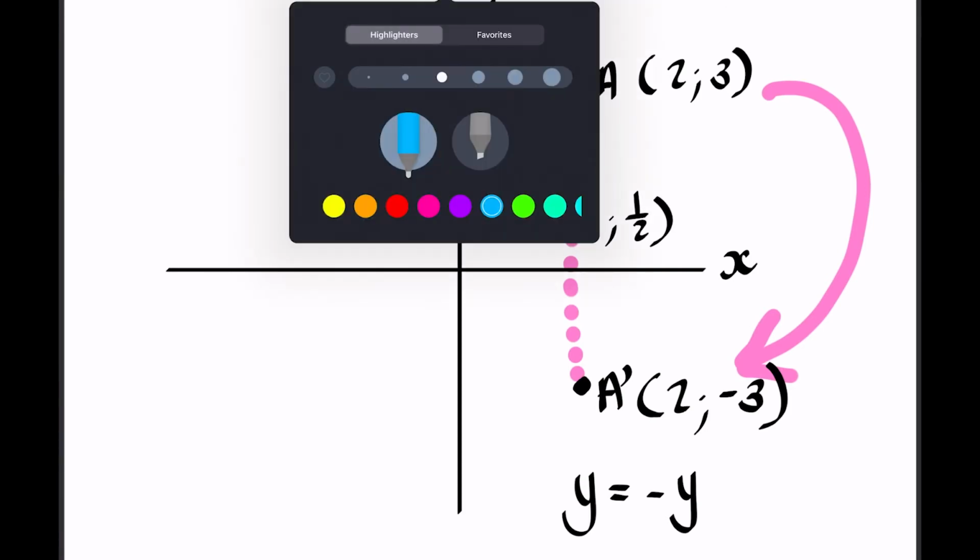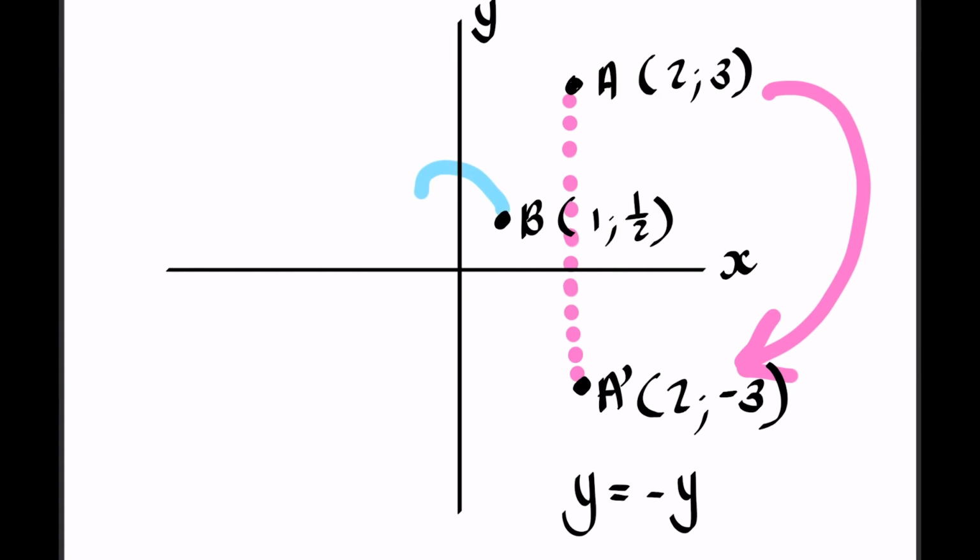If I had, for example, over here, I have point B, and B is 1.5. If I were to now reflect B about the y-axis, then that means that B prime would land somewhere over here. So that would be B prime. And what would now happen? Well, the y value would remain unchanged. So the y value would still be 0.5. But what will now happen to the x value? The x value will change its sign, and the x value will now become a negative. So that means that in a reflection about the y-axis, x will change its sign.